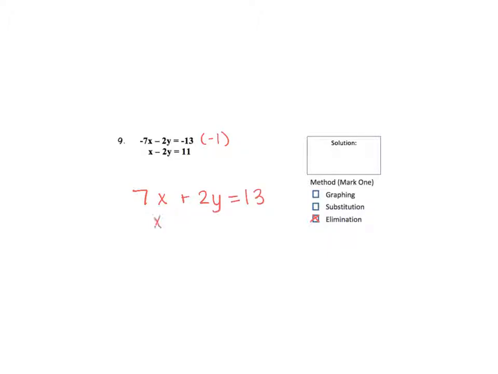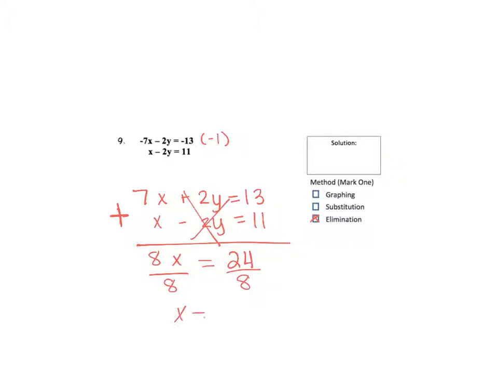And then I'm just going to copy that second equation below it. Then all I need to do is add them. So that gives me 8x, these will cancel, is equal to 24, divide by 8, and x equals 3. Then I will just plug that into one of the equations to solve for y.